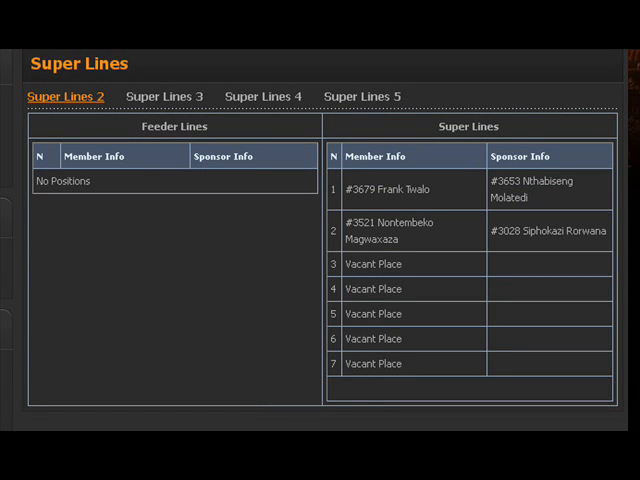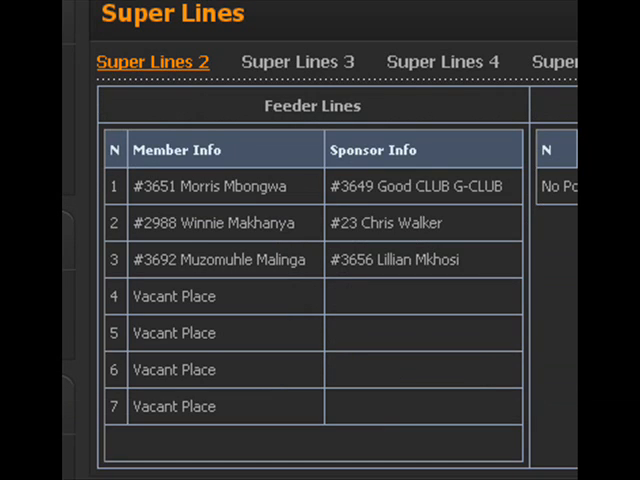These are members who've gone through to the second part, i.e. phase 2, so getting ready to get paid there. And you can see that they have no positions in the feeder line at the moment until they cycle again and come through, because when they re-enter, they don't re-enter the feeder line, they re-enter the actual SuperLine.